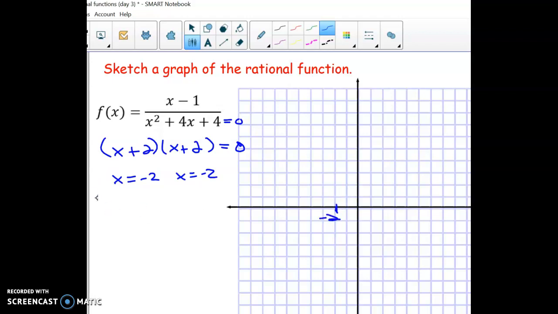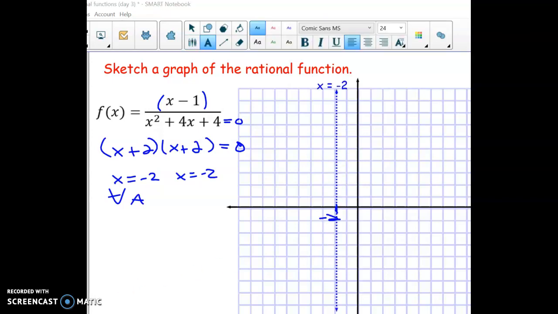So we've got to figure out, is that break a hole or a vertical asymptote? And the check is, does this x plus 2 cancel with a factor up top? And in this case, there's no matching factor, so it's going to be a vertical asymptote. Right, so we're just going to draw in a vertical asymptote at x equals negative 2. Okay, so there's our vertical asymptote.